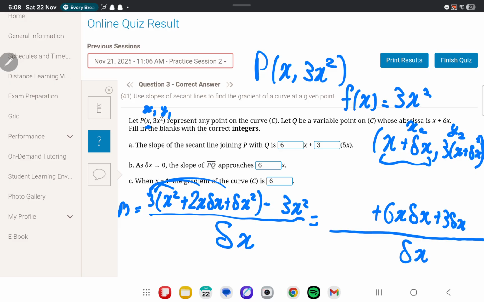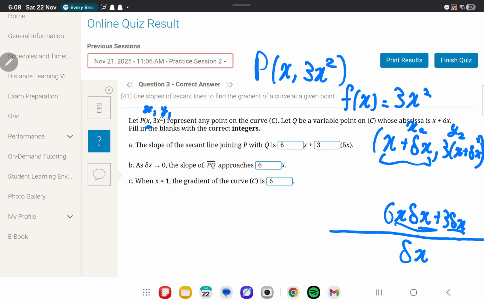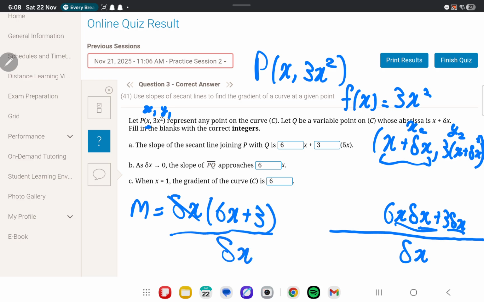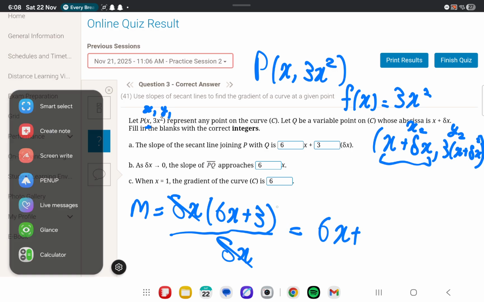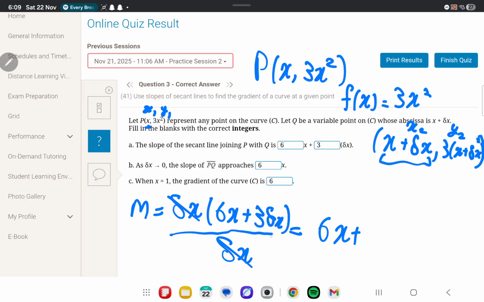Now, if you notice, this can be factored out. I have delta x, and I have delta x. I have the simplified version. m is equal to delta x into 6x plus 3 over delta x. Delta x and delta x cancel out. Or sorry, this was delta x squared, right? Yes, this is delta x squared. So when you take delta x out, it's just delta x. So m is equal to 6x plus 3 delta x. I'm done. This is my slope, which is the answer.